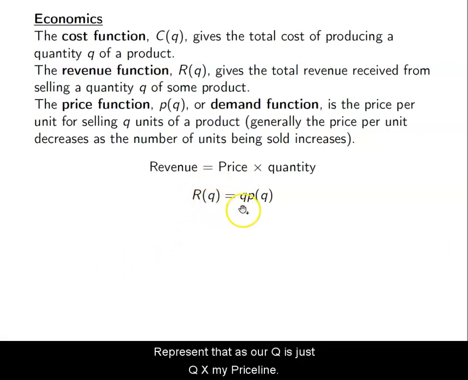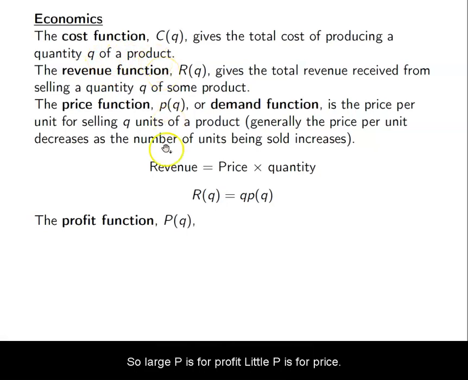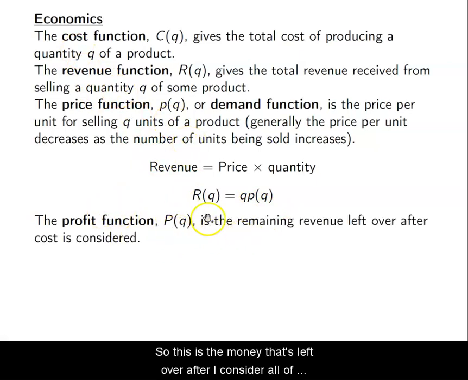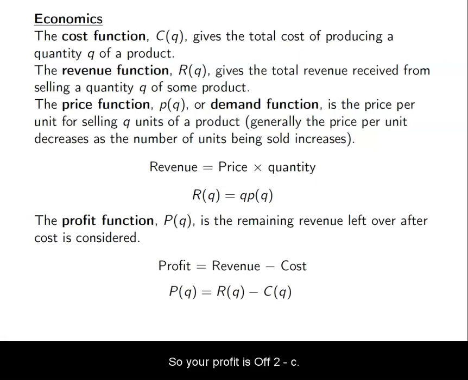Represent that as R of Q, which is just Q times my price function. My profit function is going to be how much money I make minus the cost for making that amount of product. Large P is for profit, little p is for price. This is the money that's left over after I consider all of my costs. So my profit is my revenue minus my cost. If my cost is more than my revenue, then you are losing money. So your profit is R of Q minus C of Q.